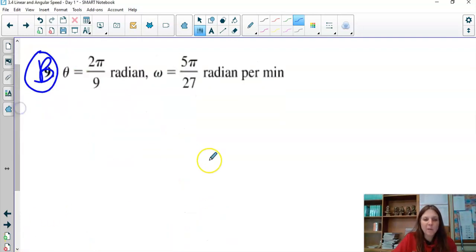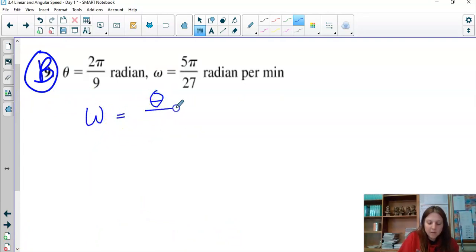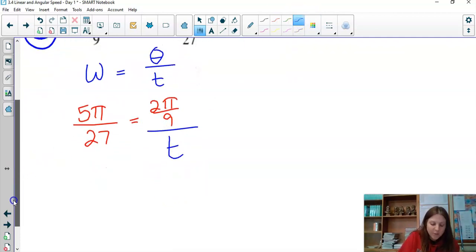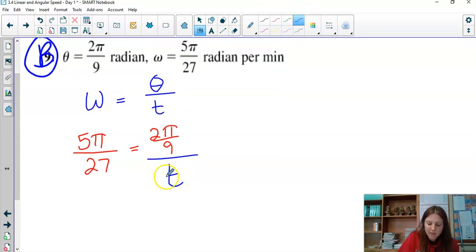Okay, using the same formula, again, the formula is omega equals theta divided by the time. So omega, that is our angular speed, and in this case, it's 5 pi over 27 radians per minute. Theta in this case is given. Theta is 2 pi over 9, and we're still dividing by time. Now this time is kind of weird, the way that this t is kind of at the bottom hanging out here. There's lots of different ways that you could do this.